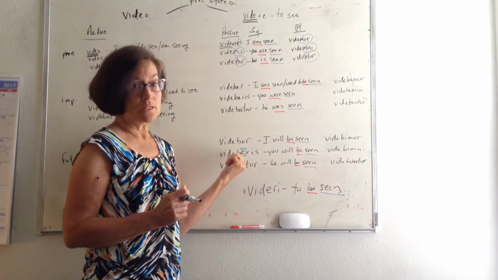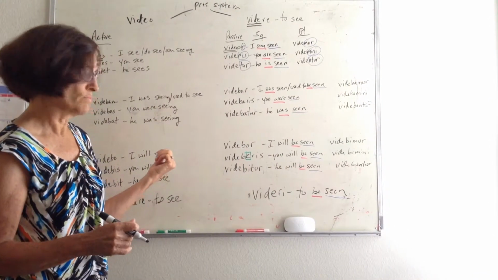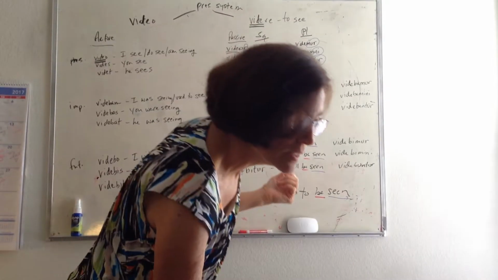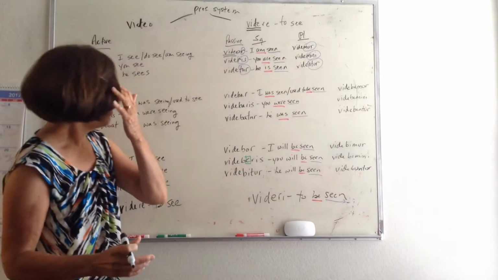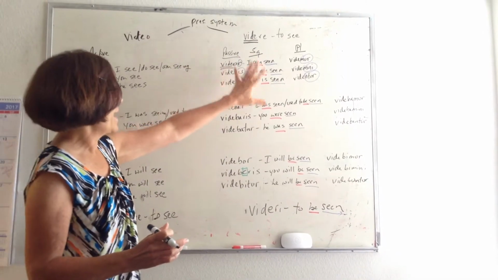So that's the only thing you need to be aware of that's a little bit different. Okay, and I think they have it bolded in your text, page 147. All right, so these are the forms of how to build the present system passive voice.